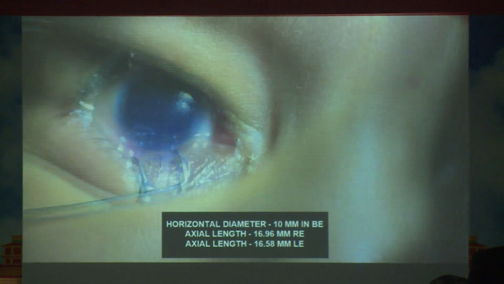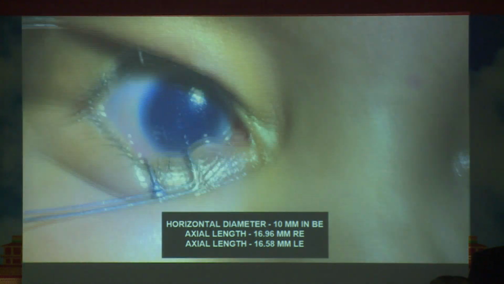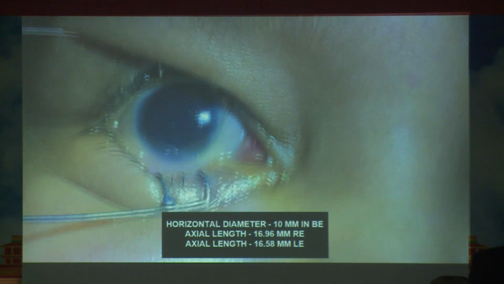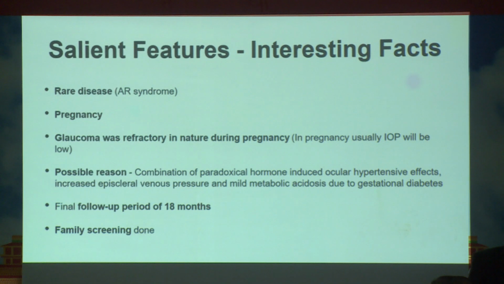And currently he is under follow-up for the corneal diameter and the axial length, and these are his parameters as well. So the salient features: it's a rare case, and pregnancy complicated it. Usually pregnancy reduces the IOP, but in this case it was the reverse. Glaucoma was refractory, especially in the pregnancy period. Before that it was very subtle, but during the second and third trimester it was even more. A combination of paradoxical hormone-induced effects, mild metabolic acidosis, we don't really know.